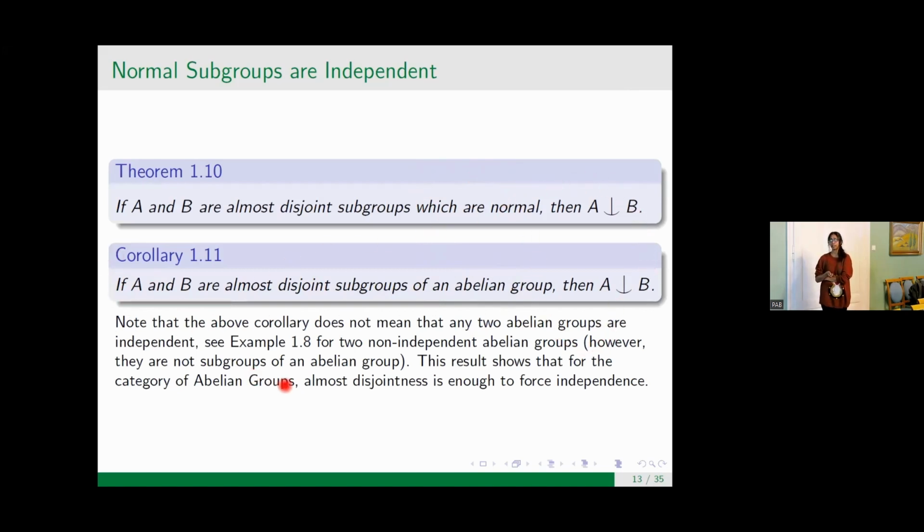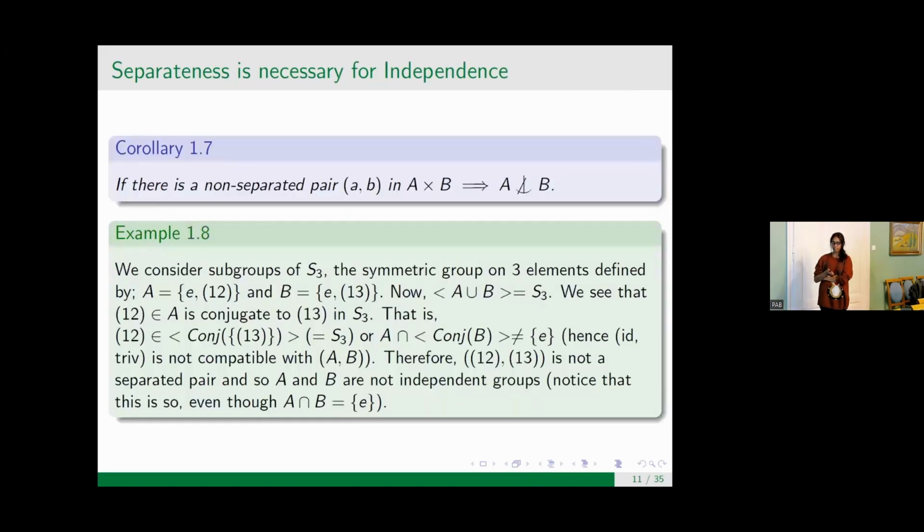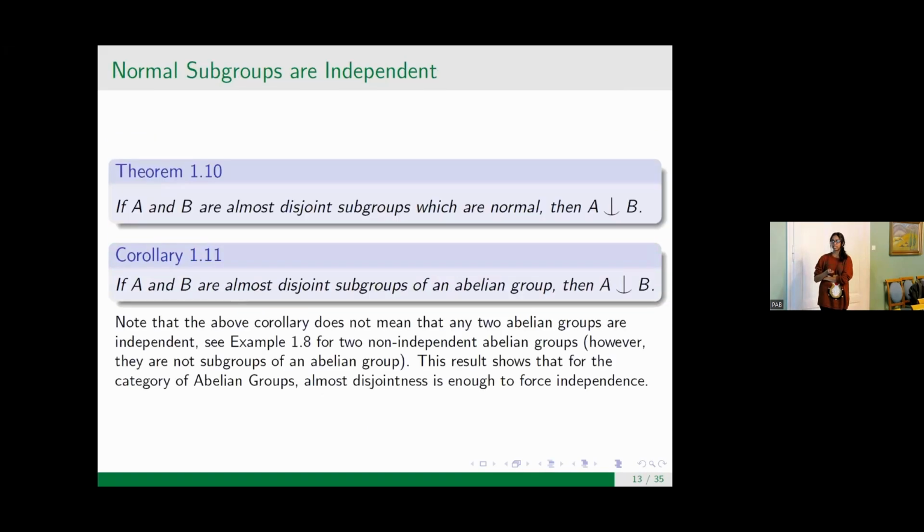But note that the above corollary does not mean that any two abelian groups are independent, because even the previous example was two abelian groups, and they are not independent. What it means is that if two groups lie in an abelian group, then they would be independent. However, for the category of abelian groups, these results give that almost disjointness is enough to force independence.